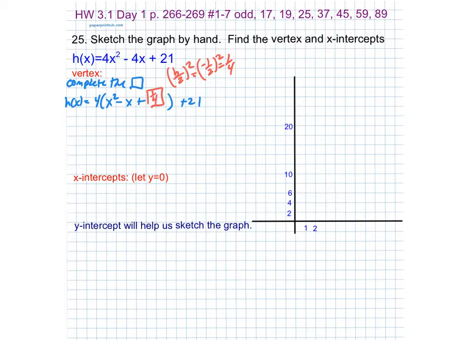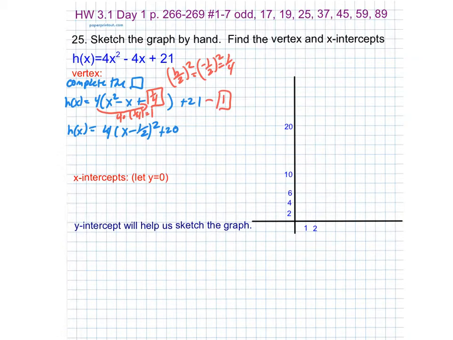But I need to be really careful: I didn't just add 1/4 to the right side. I added 4 times 1/4, which equals 1. So I added 1 to the right-hand side, and now I need to subtract 1 to keep it an equivalent expression. Now we can put this in vertex form. h of x equals 4 times x minus 1/2 squared, because x squared minus x plus 1/4 is a perfect square trinomial, and plus 21 minus 1 is going to be plus 20.